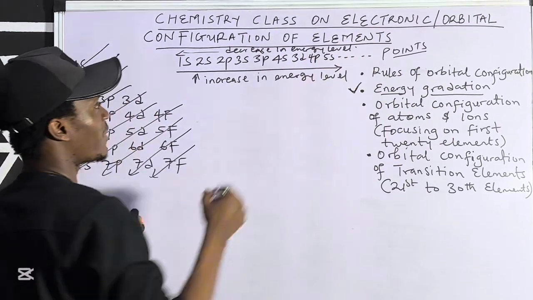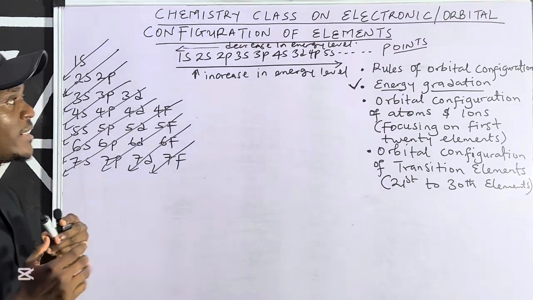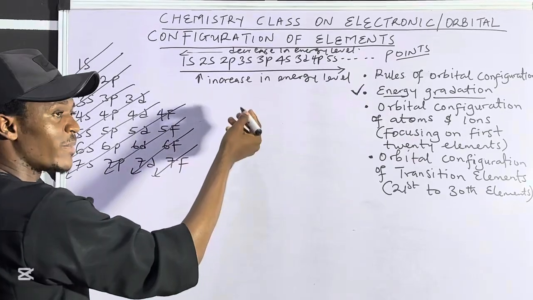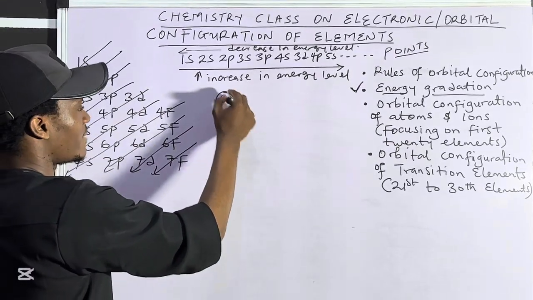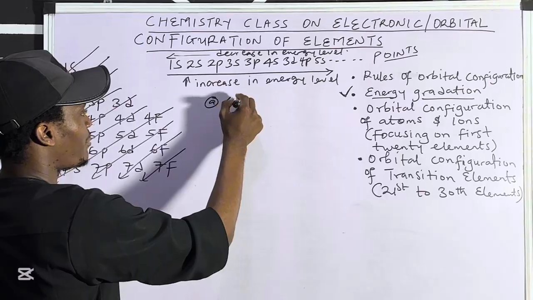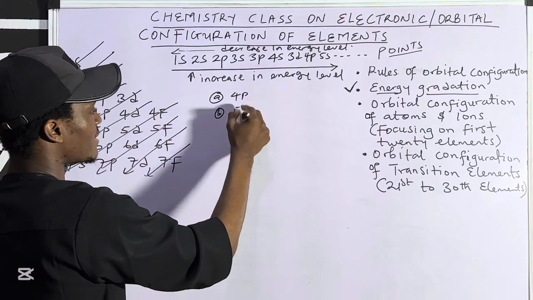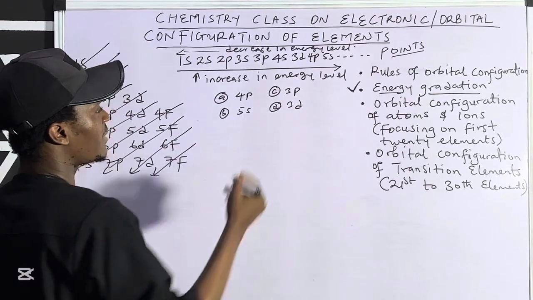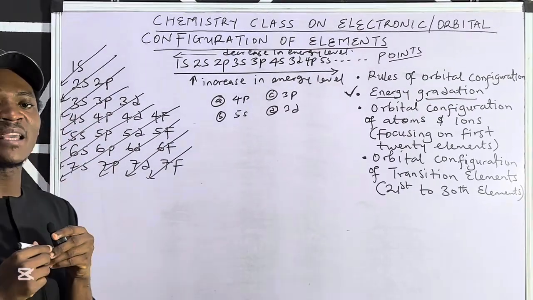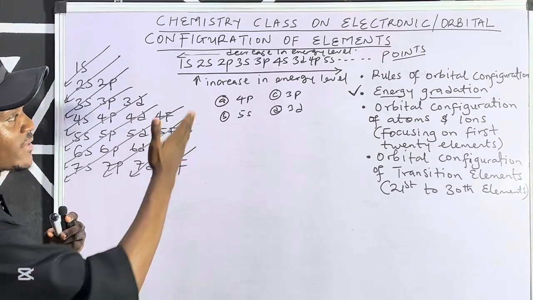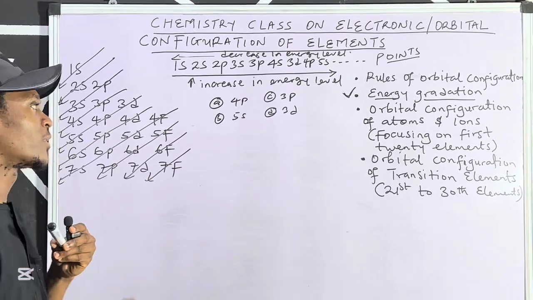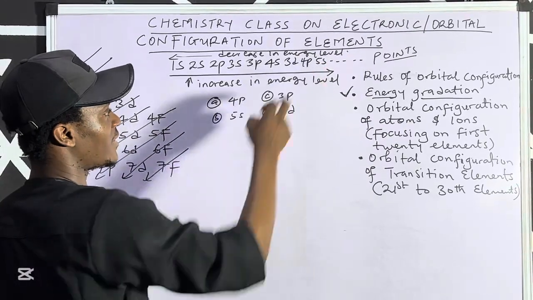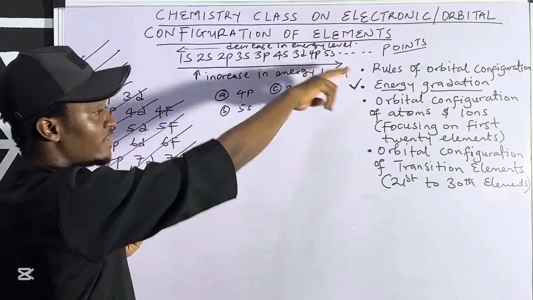Why I am writing this is because they might bring questions even in exams, and you might even have seen some questions. You see options like A, 4p, B, 5s, C, 3p, and D, 3d. You are asked which of the following has the highest energy. Checking this energy gradation profile, the one with the highest energy should be 5s, because energy increases in this direction.